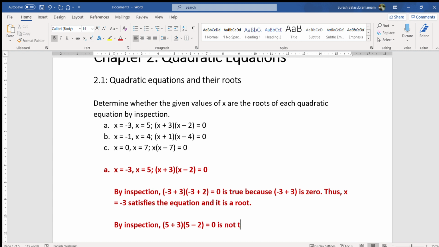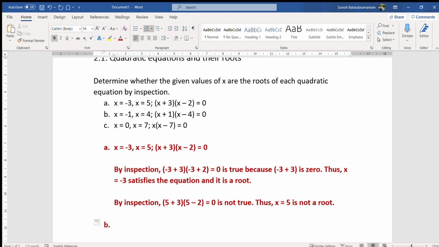Thus x equals 5 is not a root. Moving on to question B. Just copy and paste. x equals -1, x equals 4, and this is our equation.